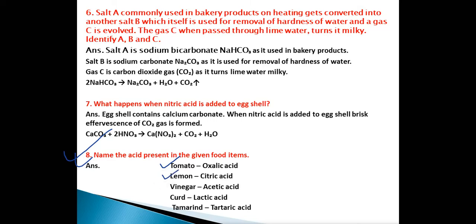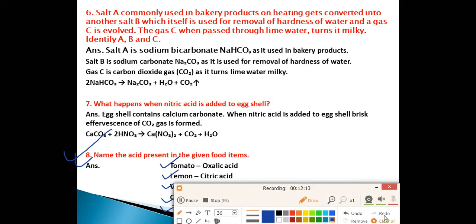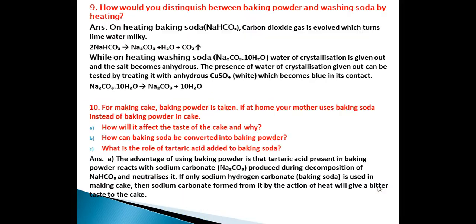In lemon and orange, citric acid is present. In vinegar, acetic acid is present. In curd, lactic acid, and in tamarind, tartaric acid is present. T for tamarind, T for tartaric acid. You'll remember like that. Now come to the last two questions, question number 9 and 10.